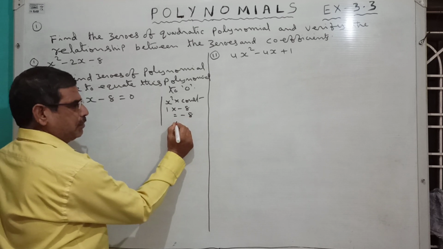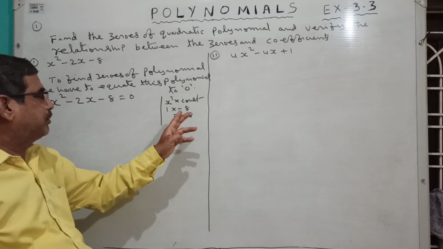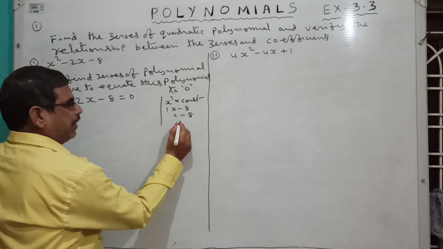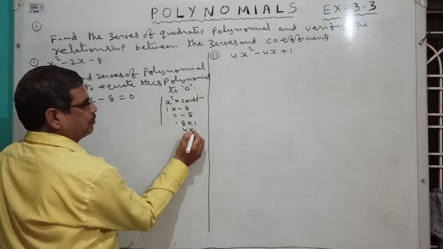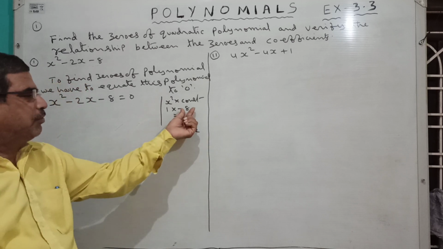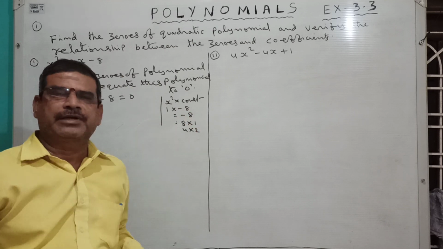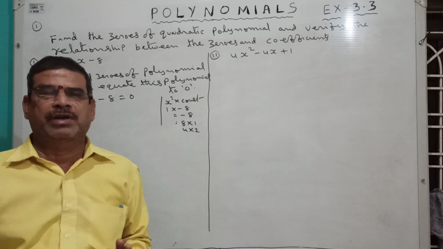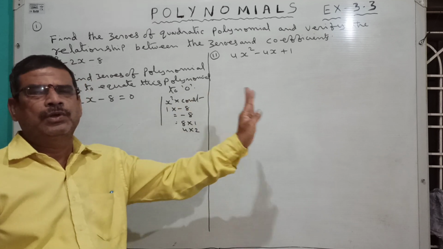Then what I have to do? We have to write the factors for 8. What are the factors for 8? 8 ones are 8, 4 twos are 8. These are the only two factor pairs. What is the meaning of factor? It is splitting that number into two numbers.